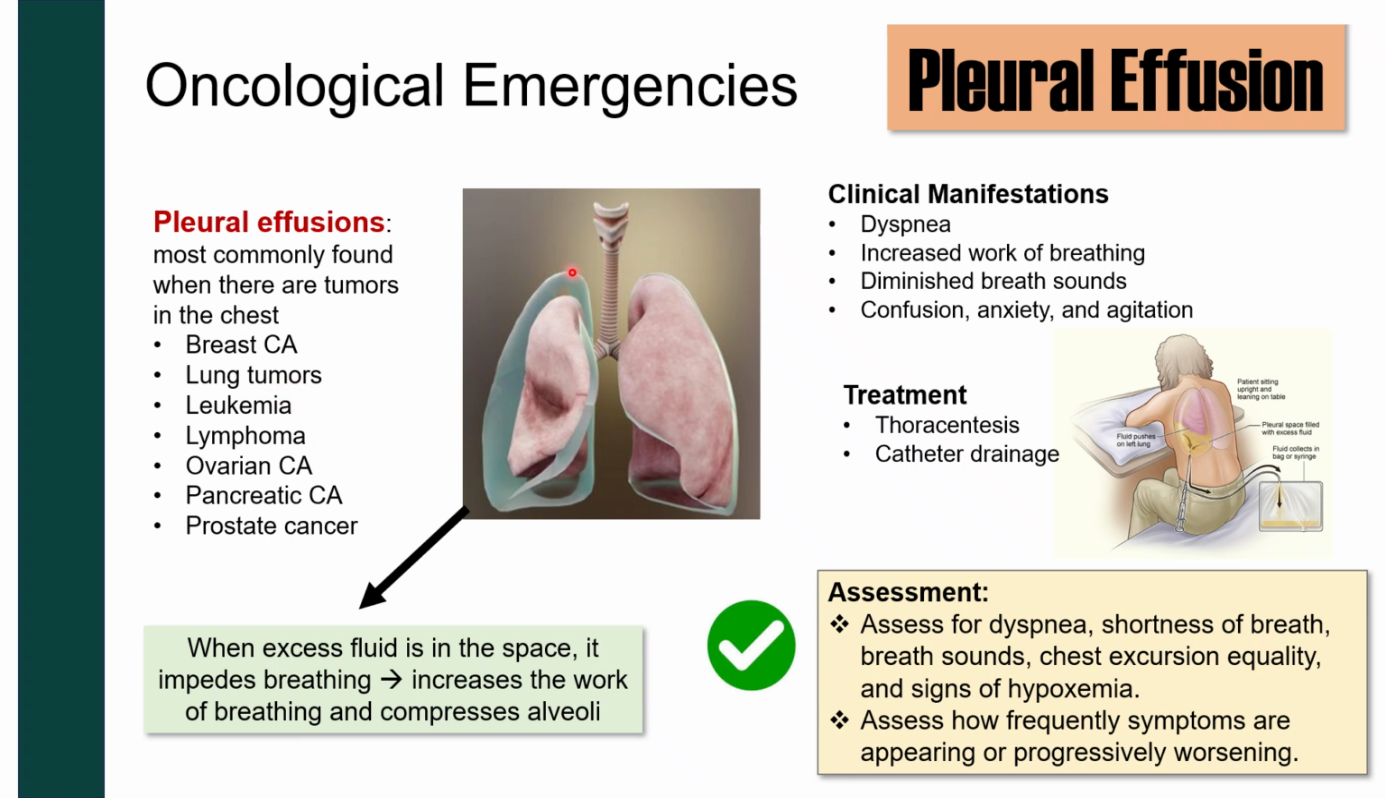So when you have fluid wrapped around the lung, similarly to when you have fluid wrapped around the heart, it's going to start to push in and place a lot of pressure on that lung. So you're going to have a hard time breathing. It's going to compress alveoli, and it's going to start to affect oxygenation. Signs and symptoms will be shortness of breath, increased work of breathing, diminished breath sounds, and because of that lack of oxygen, the patient can experience confusion, anxiety, and agitation.